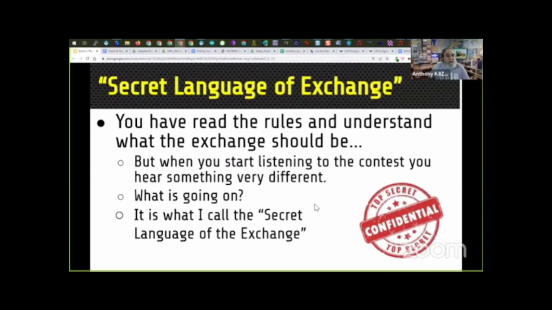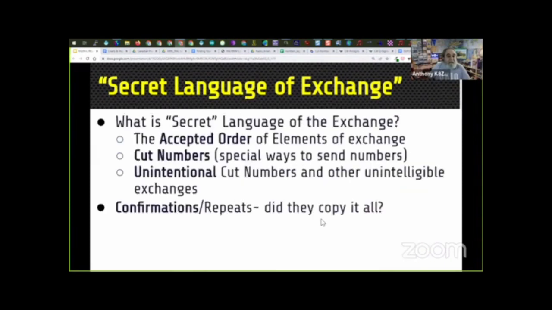Now, something I refer to as the secret language of the exchange. You've read all the rules, understand what the exchange should be, but when you start listening, you hear something completely different and you go, what is going on here? I thought the exchange for this contest was X, Y, and Z, but I'm hearing something completely different. And this is what I call the secret language of the exchange.